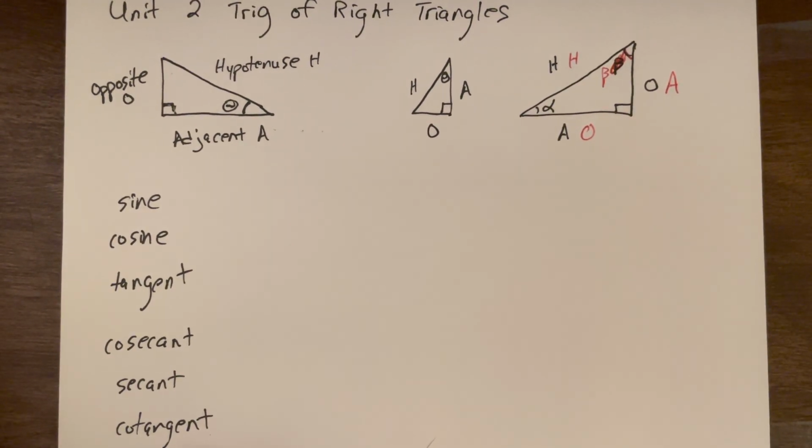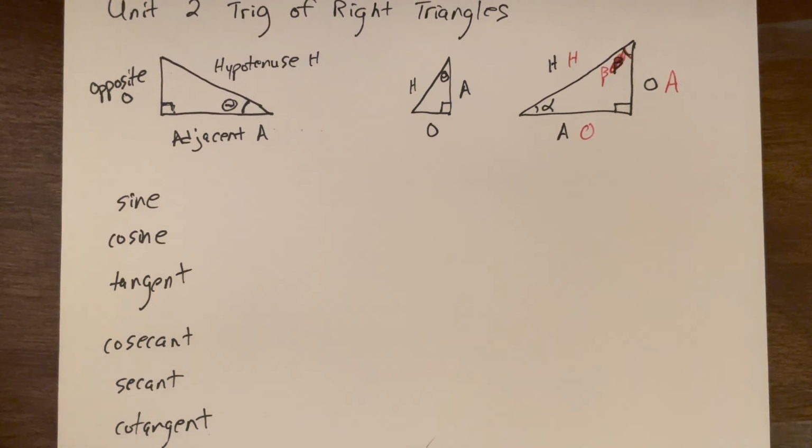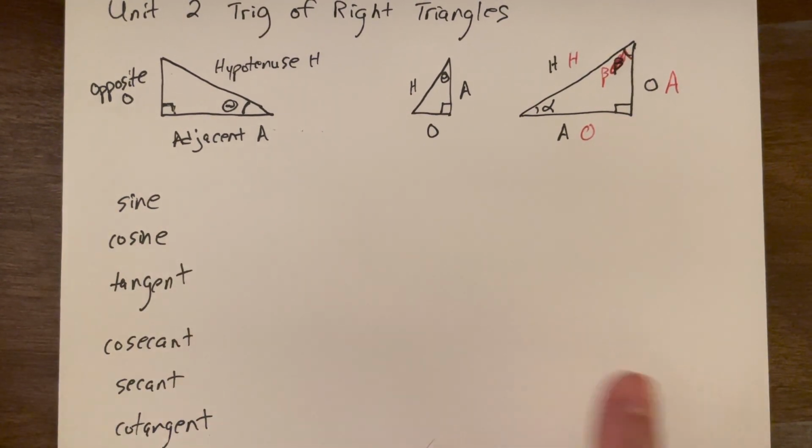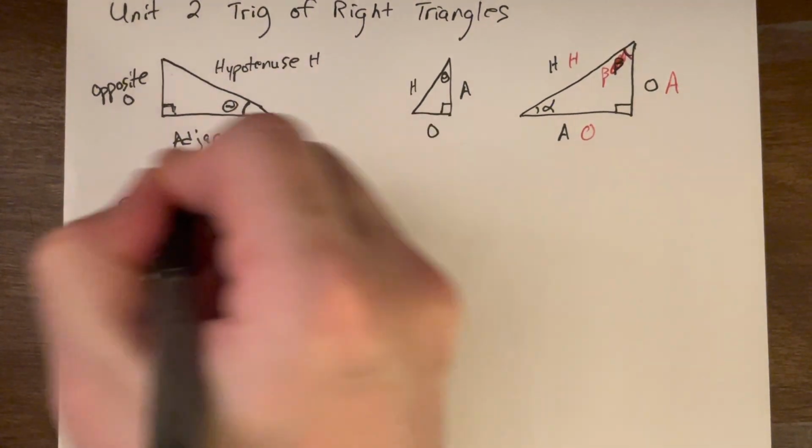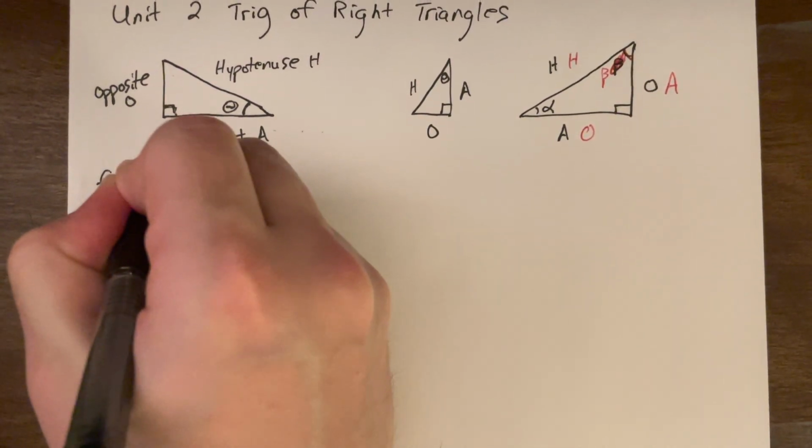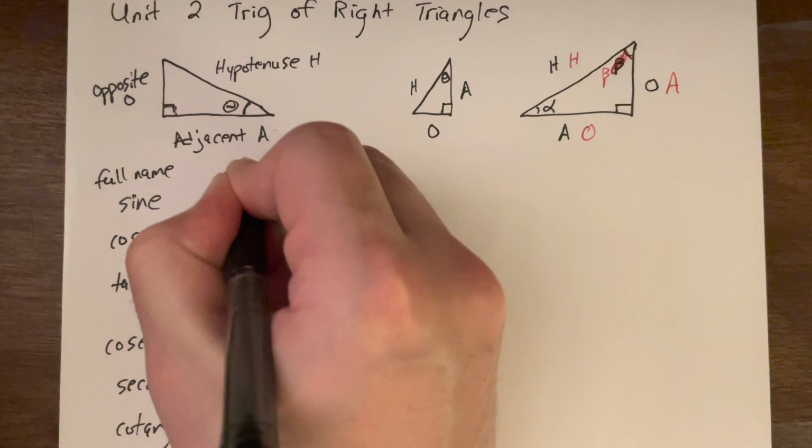This is another one of those spots where there are just so many different things you can memorize. There are so many different charts and all these little things you can do, but it's so much more important to understand the right things. So first things first, let's get the abbreviations. This is the full name. Now we'll get the abbreviation.